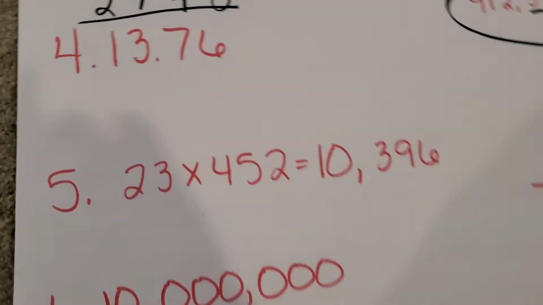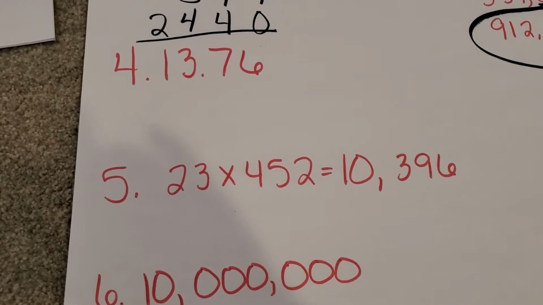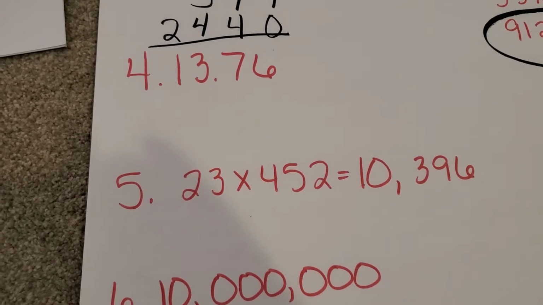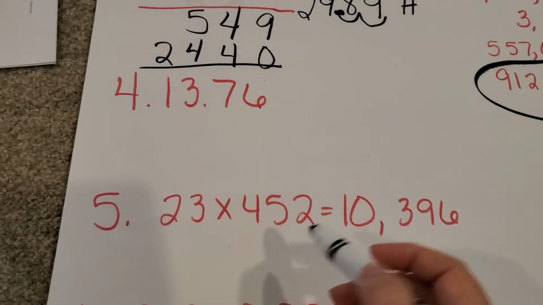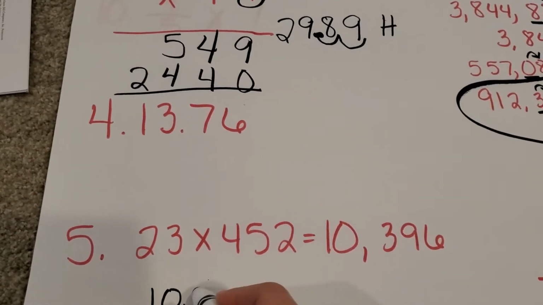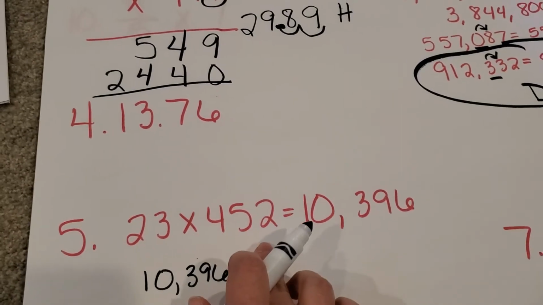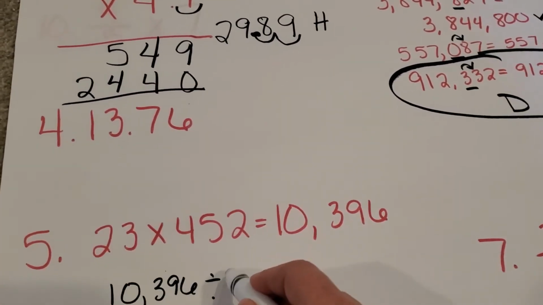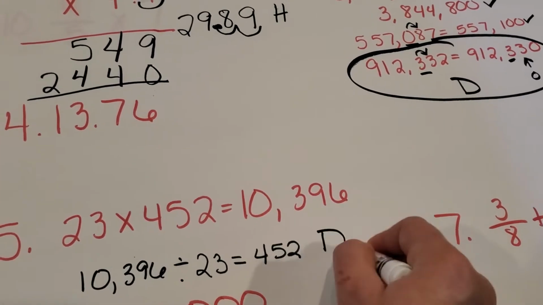Okay, looking at number 5. It says Raven is asked to check the answer to the multiplication problem below. Which answer sentence should she use to check her answer? Remember, you always do the opposite of what the problem says. So if it is multiplication, we need to divide 10,396 by either the 452 or the 23. But the only option it gives us is 23. So that equals 452, which is D.